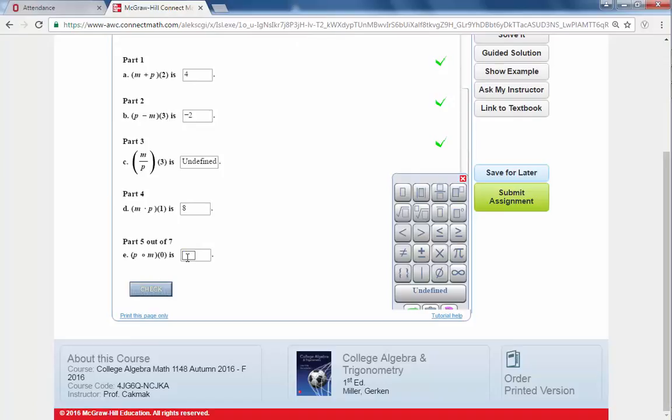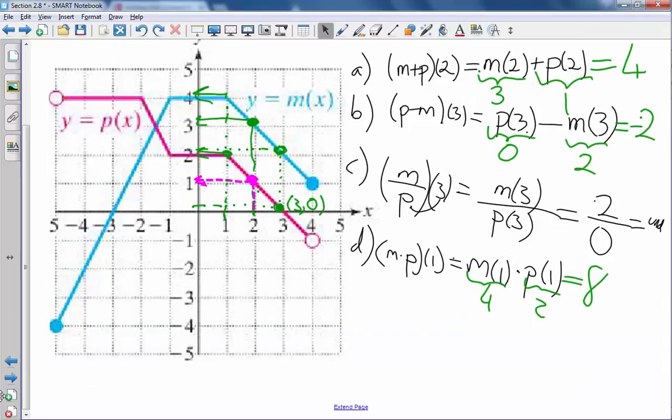PM of 0, is that multiplication, right? Multiply P and M once you evaluate 0 in them, right? Agree? That's not multiplication. This is composition. Now this was going to give you a hard time, I believe. P of M of, what was it?